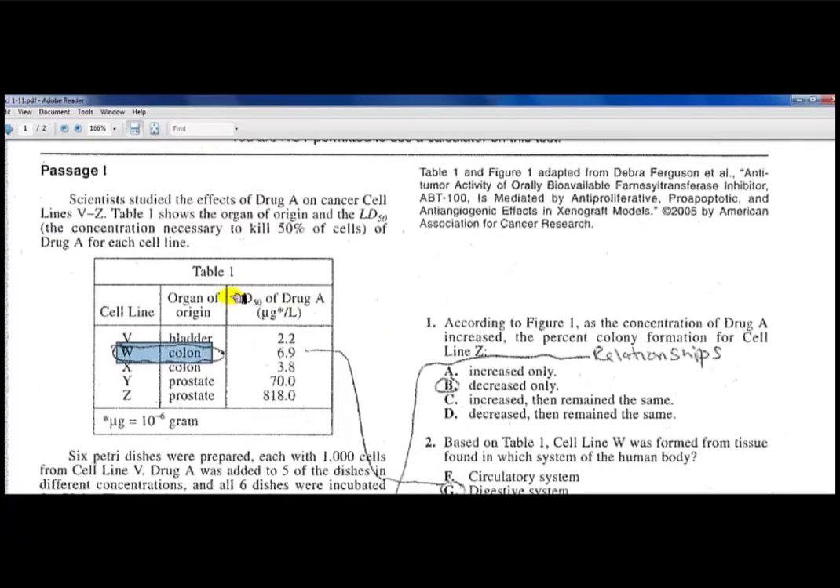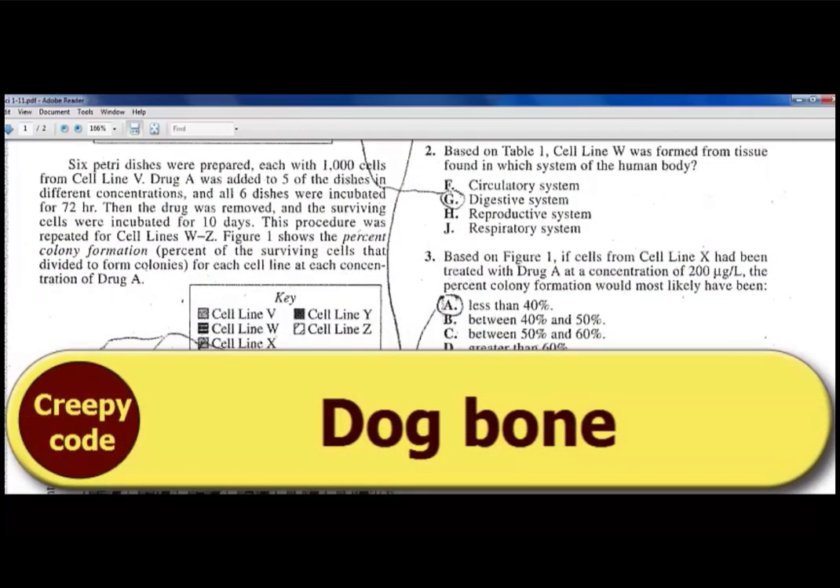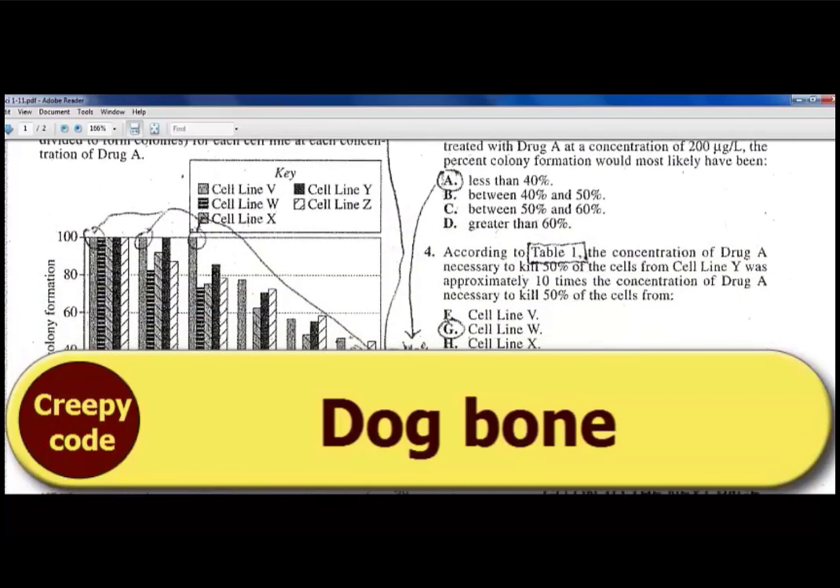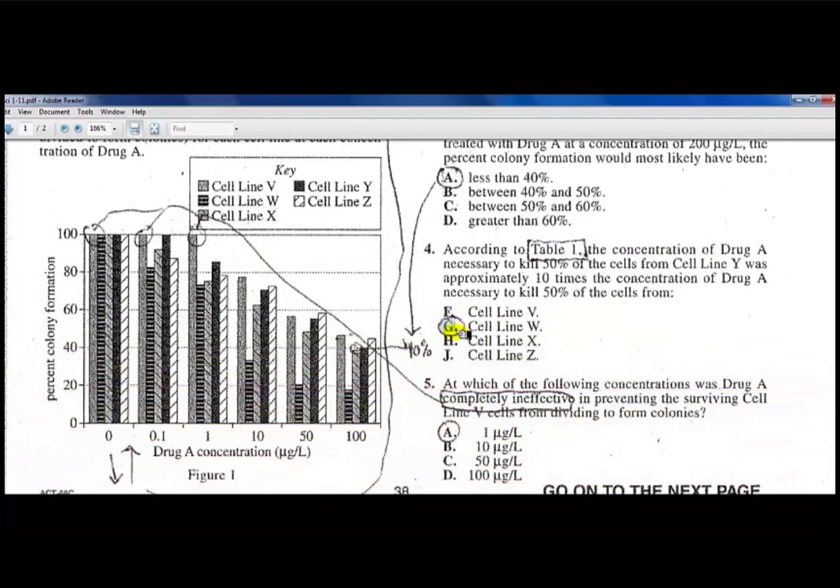If you look up here and you're not sure, in the table, LD50 is defined up here. LD50, the definition: the concentration necessary to kill 50% of the cells. If you see something here and you feel a little shaky with it, go back up into the mini paragraph and find the definition if you need to. Otherwise, cell W is the answer we should be looking for in this particular problem. When you come over here for 4, you see that G is the correct answer.